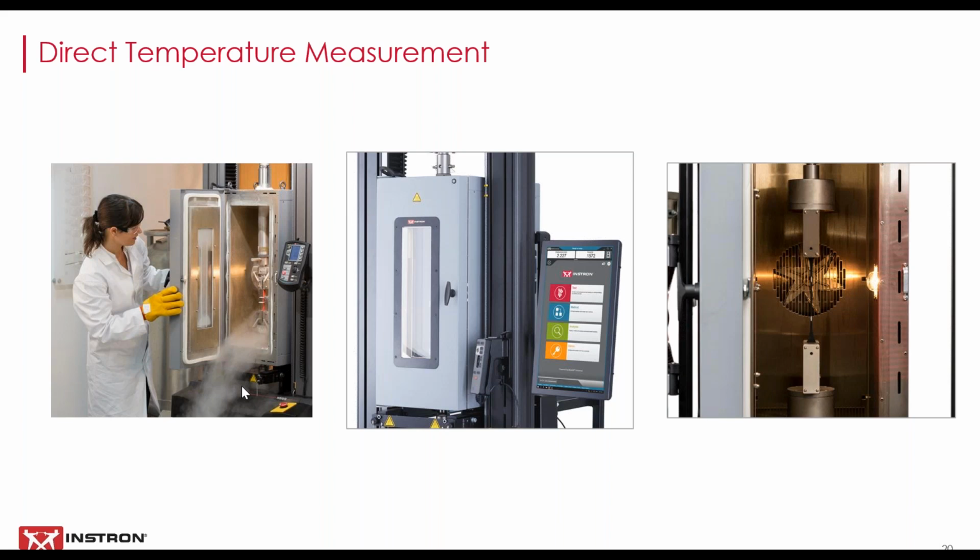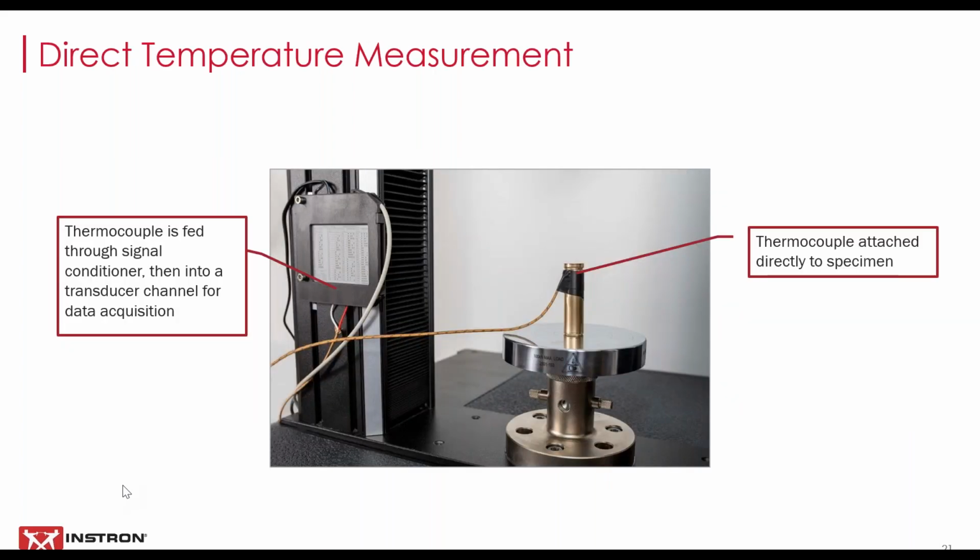Chambers have heating and cooling systems that are optimized for thermal stability and that reduce thermal gradients within the chamber. This suits most applications that have requirements for testing at non-ambient temperatures, but in some applications, it's important to have temperature measurement directly at the specimen. In those cases, a thermocouple can be attached to the specimen itself for a more accurate temperature reading.